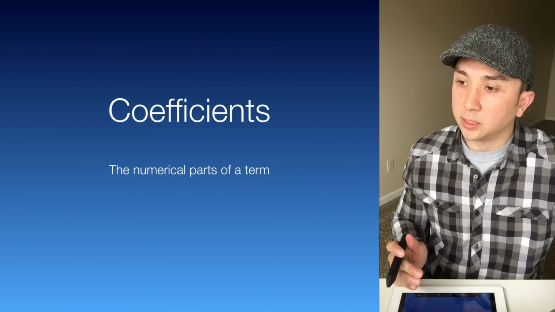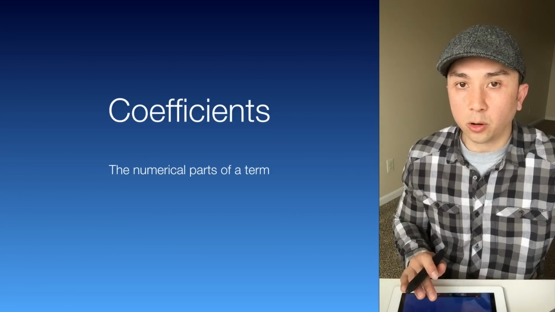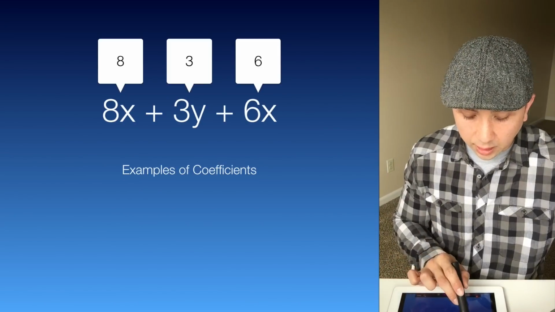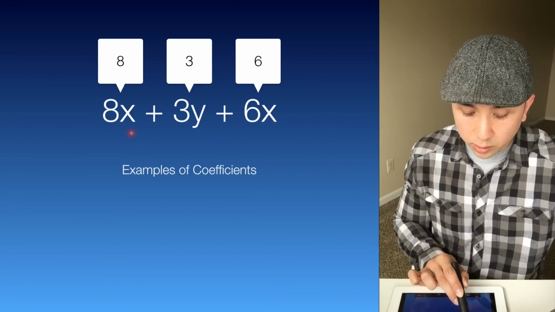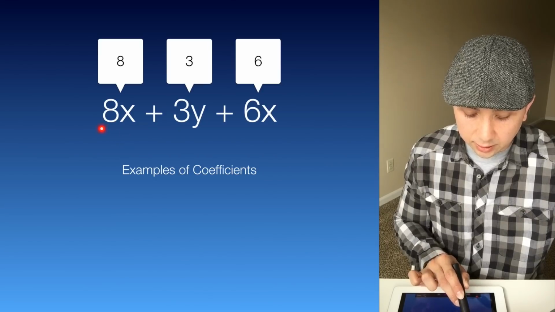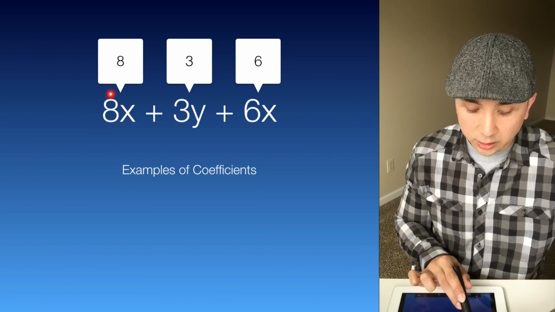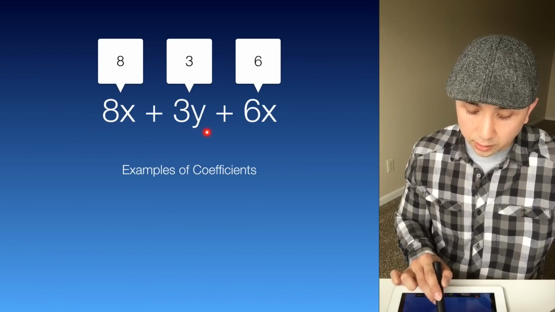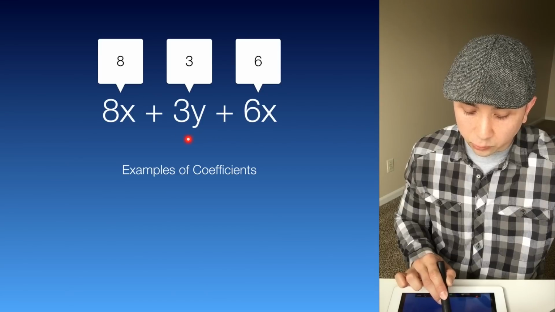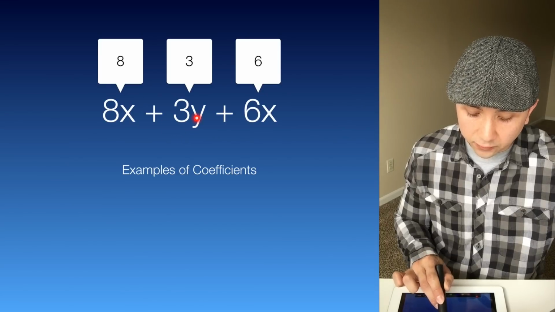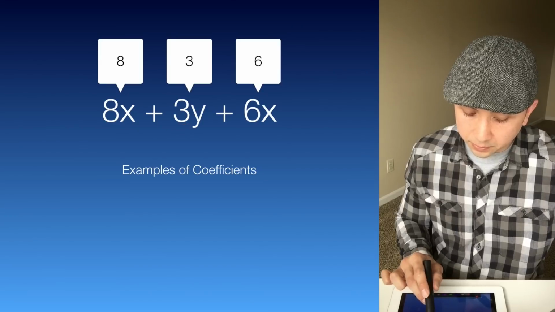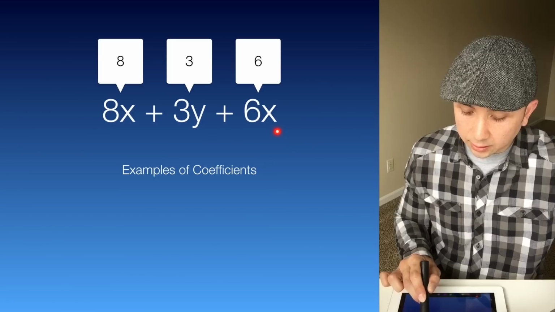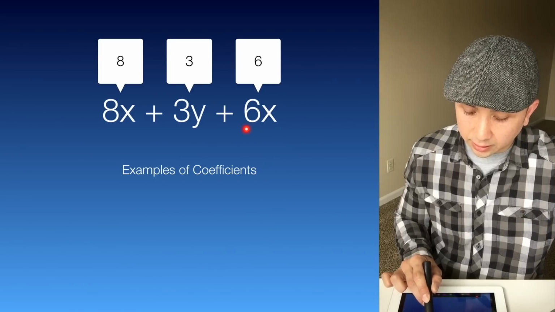So coefficients are the numerical parts of a term. So here in our first term, our coefficient of 8x is 8. It's just the numerical part of a term. So here in our second term, 3y, our coefficient is 3. And in our third term, 6x, our coefficient is 6.